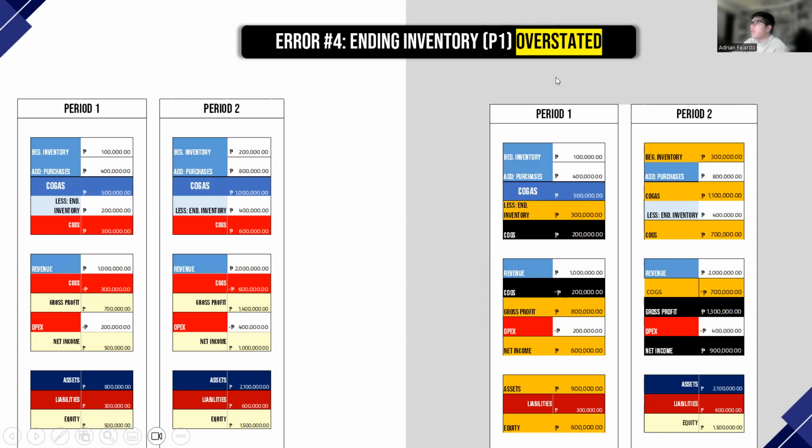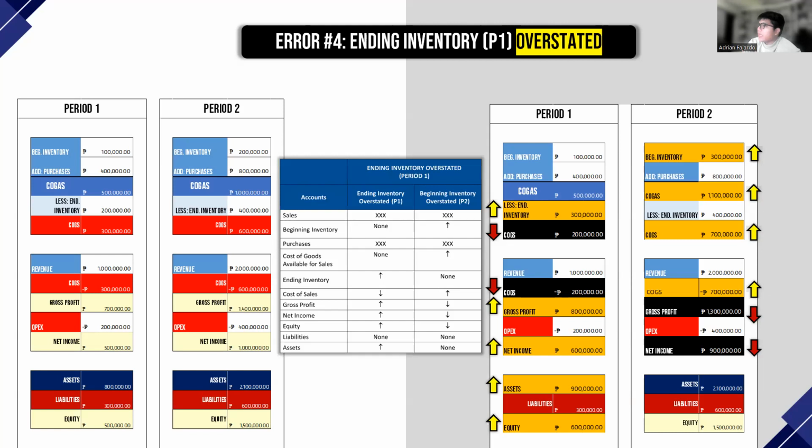The last is the overstated case. Just follow the normal logic: because the ending inventory is overstated, COGS is understated. Because COGS is understated, gross profit is overstated. Net income is overstated, and our assets and equity will be overstated. Because our ending inventory is overstated, inventory is overstated. Then for the beginning inventory, COGS will be overstated. Because our COGS is overstated, our gross profit will be understated, our net income will be understated, but everything else will be equal.